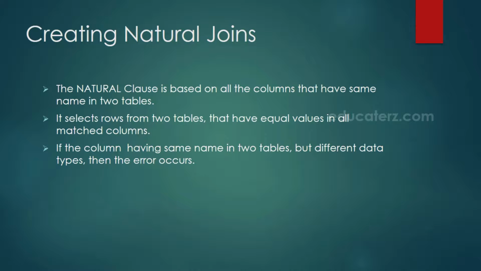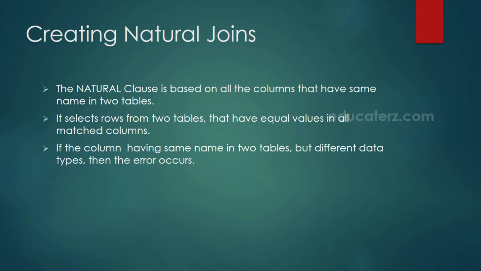Creating natural joins. The natural clause is based on all the columns that have the same name in two tables. For example, we have table A and table B, and we want to join these two tables using the natural clause. In that scenario, this natural clause can be used, and it will compare the columns that have the same name in the two tables. It selects rows from the two tables that have equal values in all matched columns. If the columns have the same name in the two tables but different data types, then an error occurs.